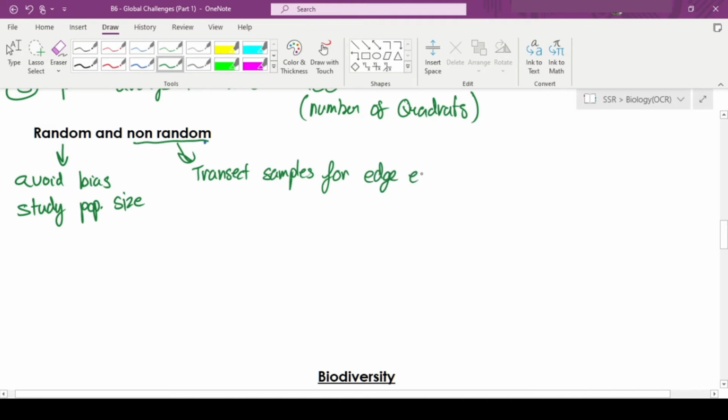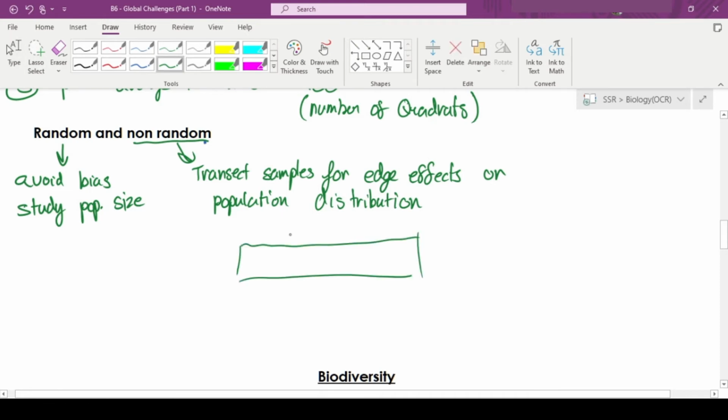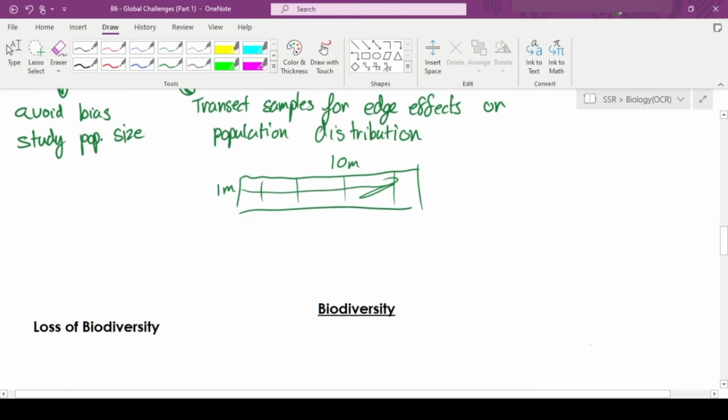You use these for things like edge effects, or population distribution, so to see whether or not a given abiotic or non-living factor affects how the organisms live, you'd use a transect sample, and you'd use non-random sampling. So within the transect, you aren't being random. So remember, your transect is usually about a 1 meter by 10 meter grid. Sometimes they're a little longer or a little wider. And then what you do is you have that divided into sections, and you sample along the sections to see how the distribution of organisms changes along the sections.